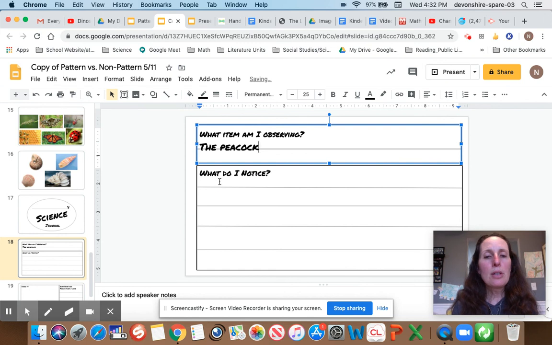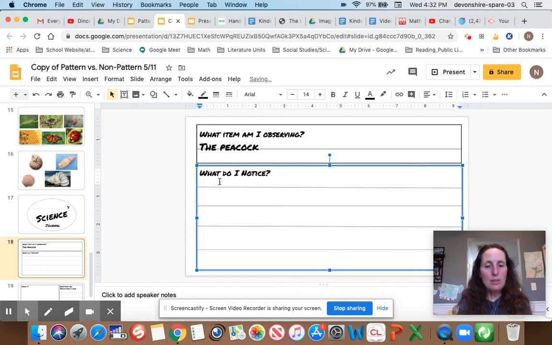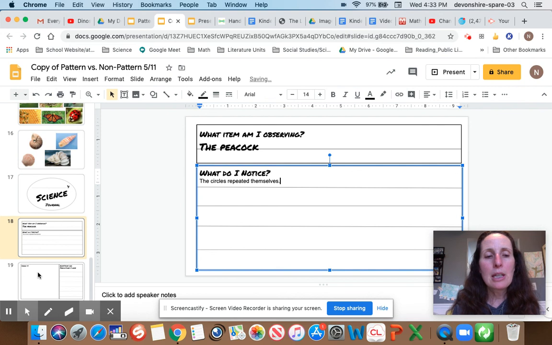And what did I notice? I noticed the circles repeated themselves. And all the reasons why I think it's a pattern, I'm going to put that on there. Then go down to the next page.